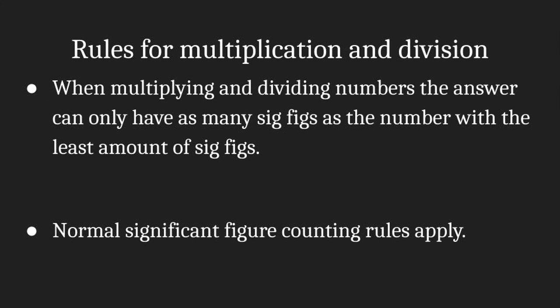Now, we are going to move on to the rules for multiplication and division. These are vastly different from those of addition and subtraction. So when we multiply and divide, the answer can only have as many sig figs as the number with the least amount of sig figs, and normal sig fig rules apply to determine this.